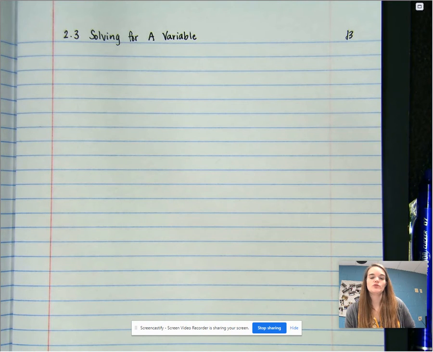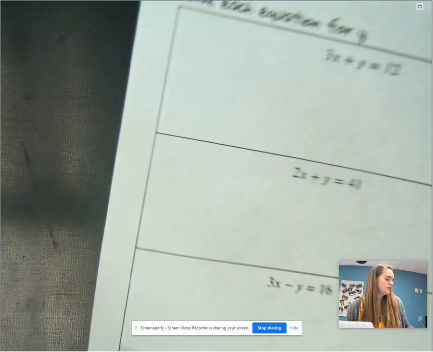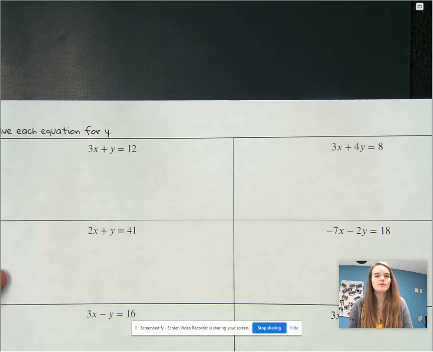We are still solving for a variable today. So we're on page 13 if you don't have this copied off. If you do, great. You need to follow along with this sheet. So today's is a little different. Still solving for a variable. It's just the variable we're solving for today is always going to be y.